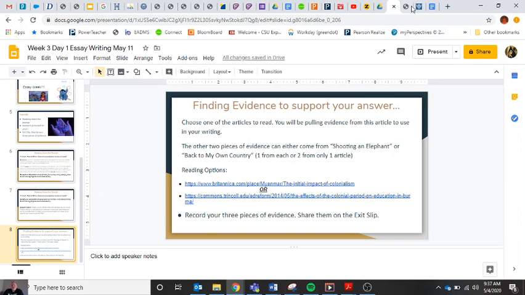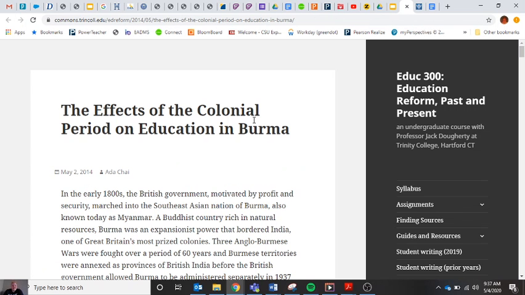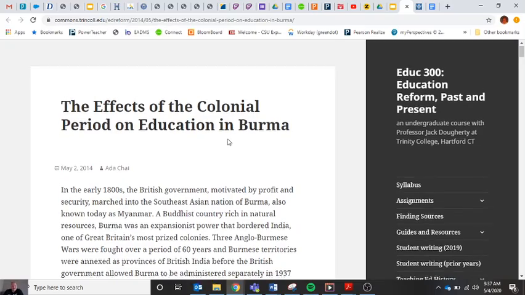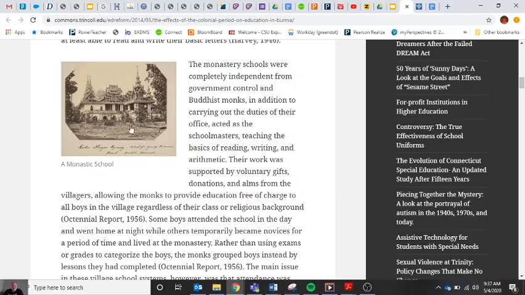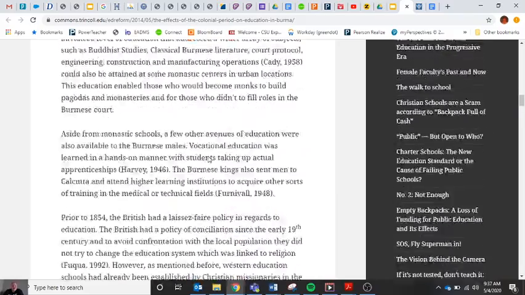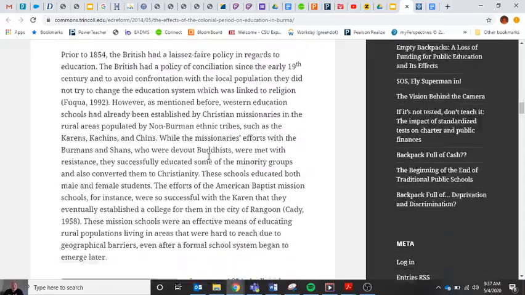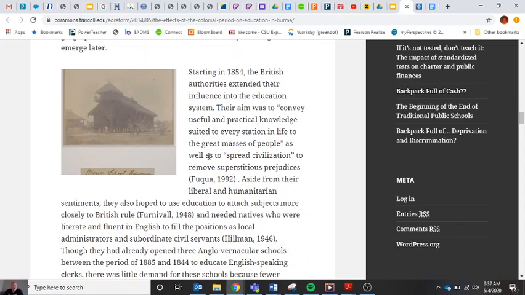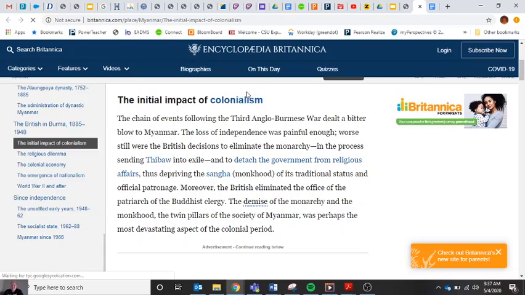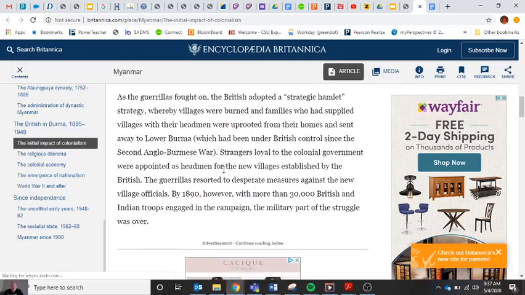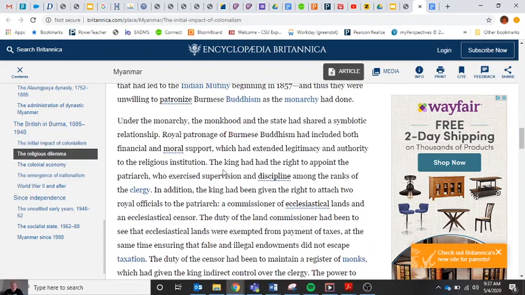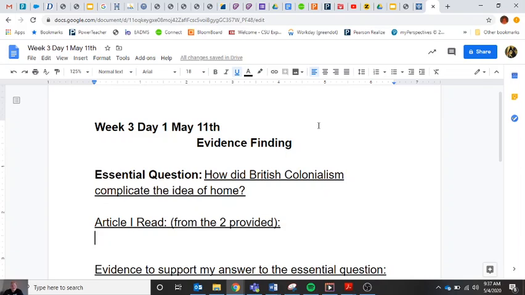So I'm going to show you what those 2 articles look like. This is the first one, The Effects of the Colonial Period on Education in Burma. It's not that long of a read. It has some cool pictures in it. Again, you're only looking for one piece of evidence, so once you think that you found a good piece of evidence, please go ahead and record that. This is the one from Encyclopedia Britannica. Again, not that long of an article. But again, if you find evidence that you like, please go ahead and record that.